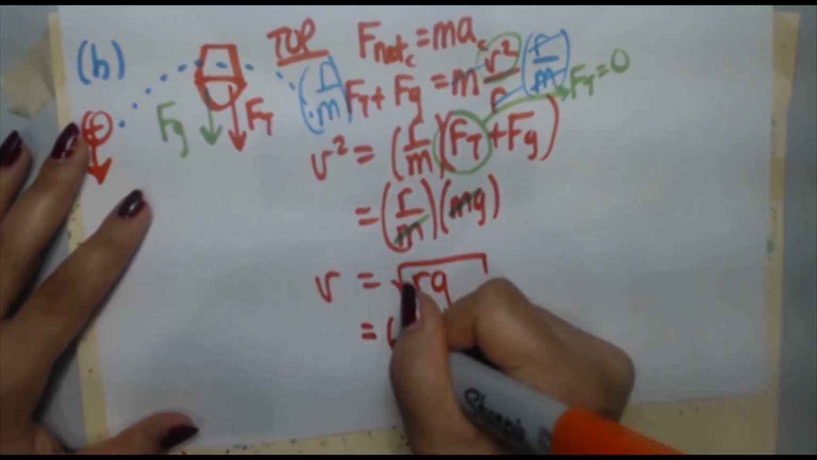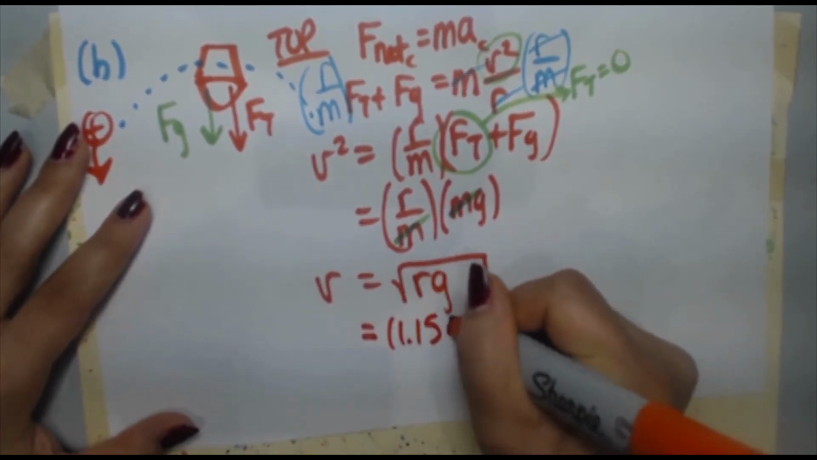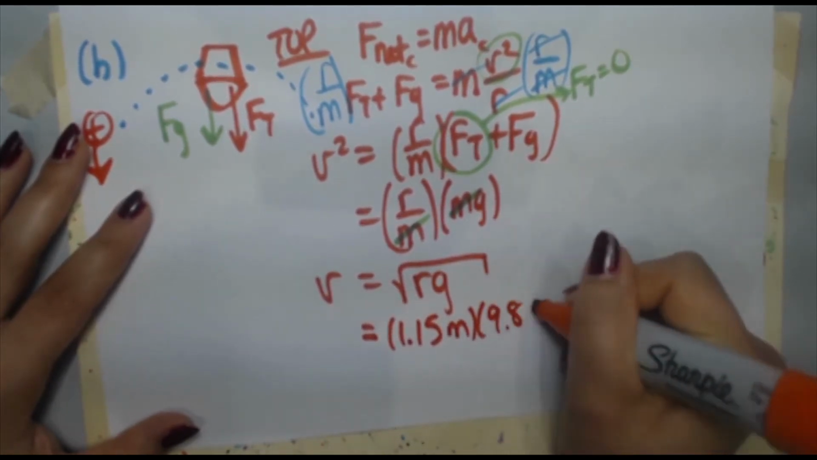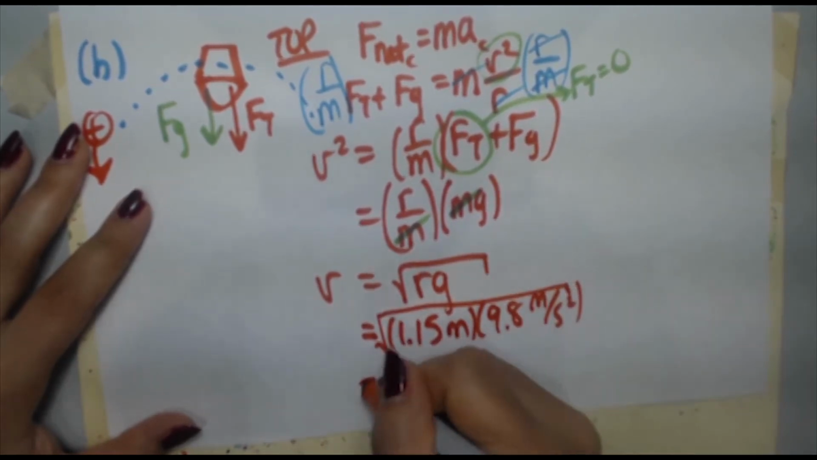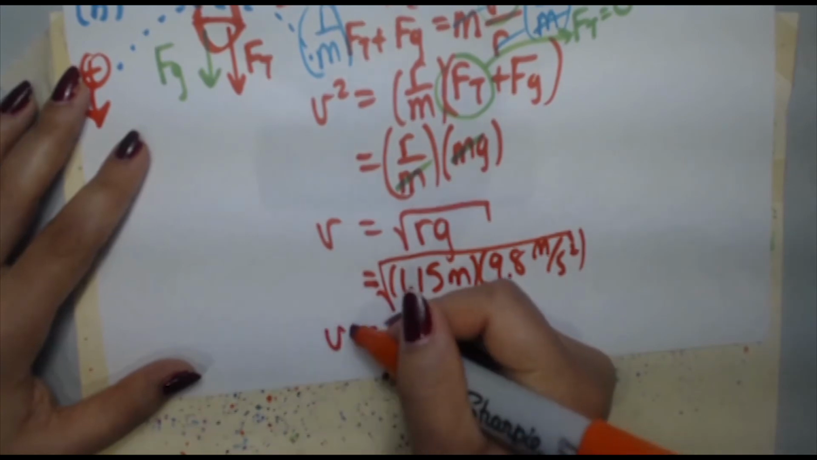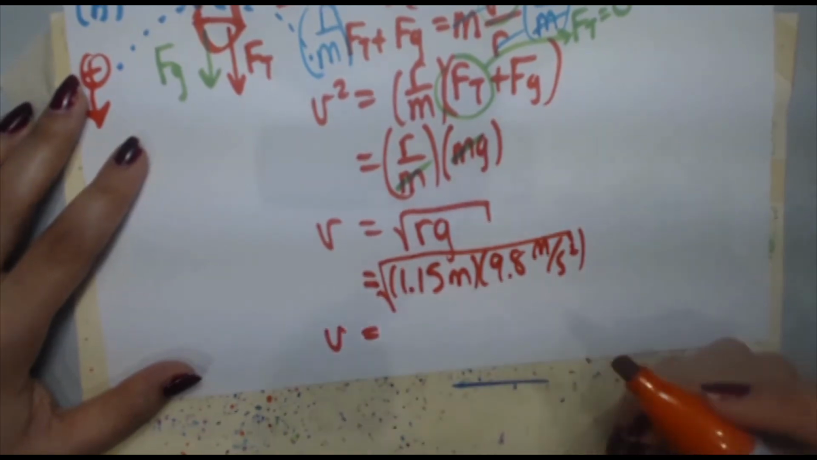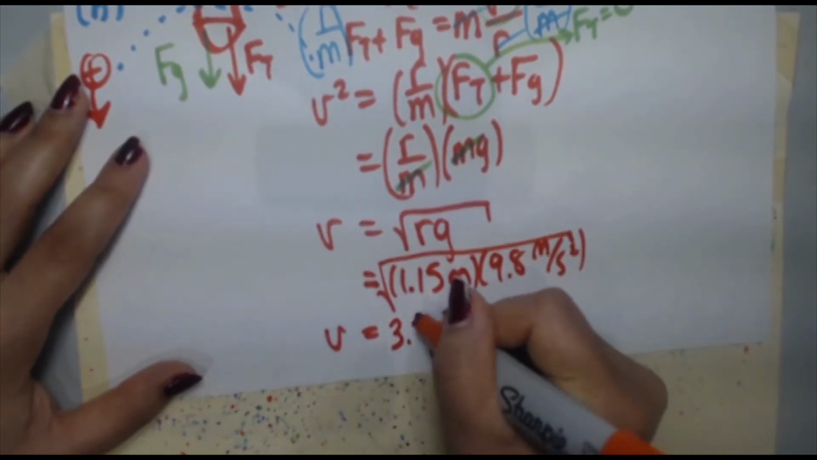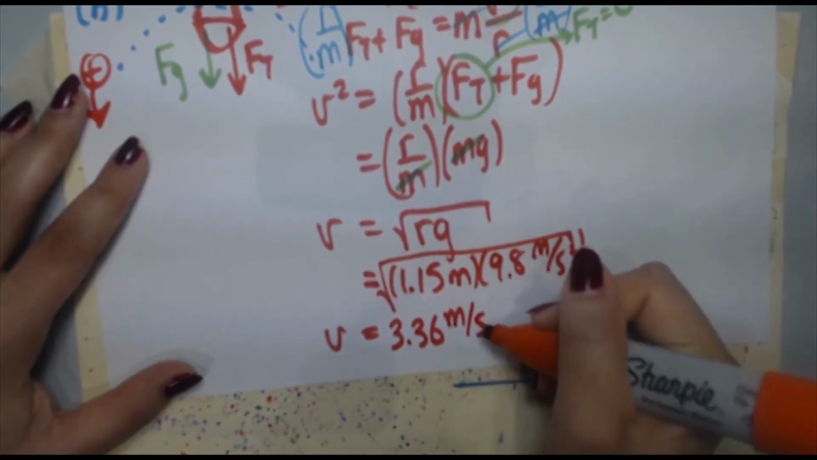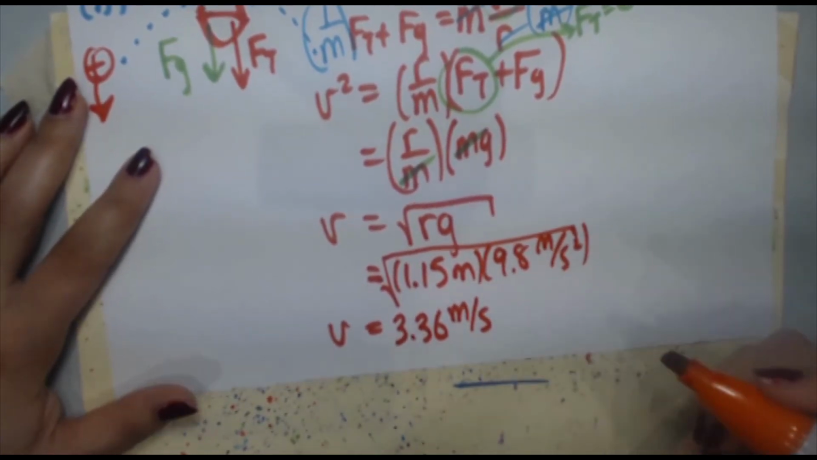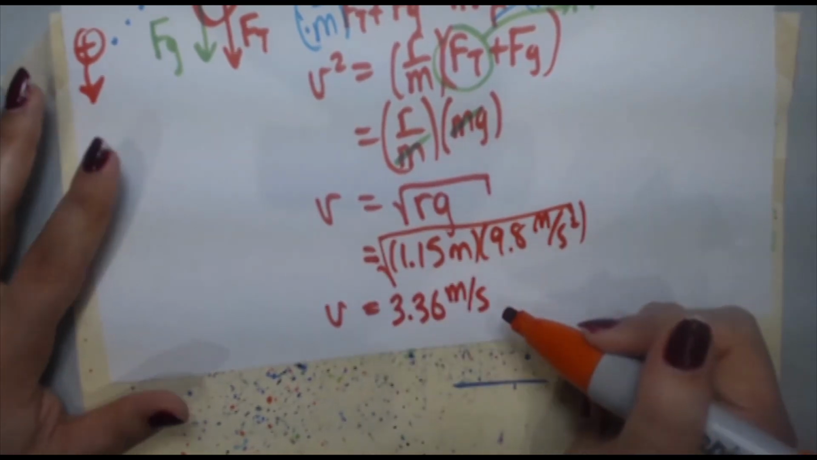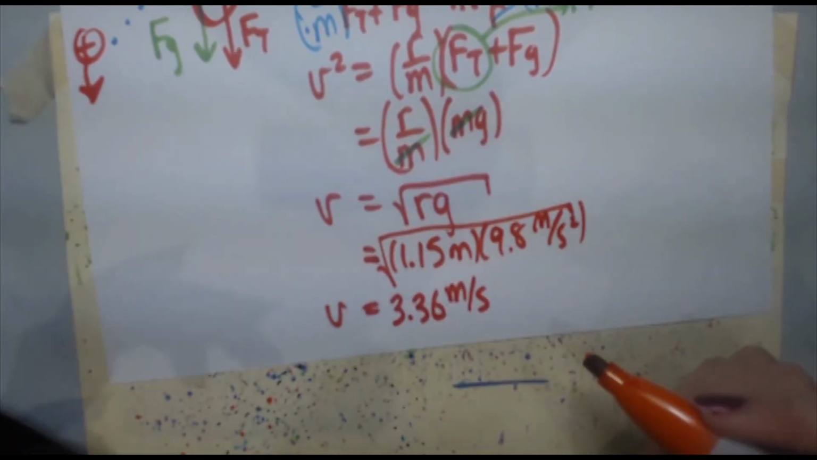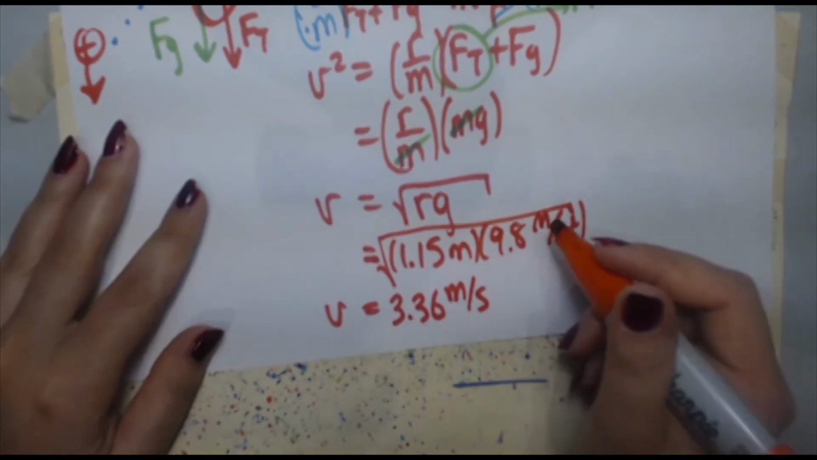So we're going to get r, which is 1.15 meters. g is 9.8 meters per second squared. Take the square root of that. So you end up getting v is equal to 3.36 meters per second. Now here's the thing. This is the speed when tension just becomes 0, right? If the tension is 0, technically the rope is slack.